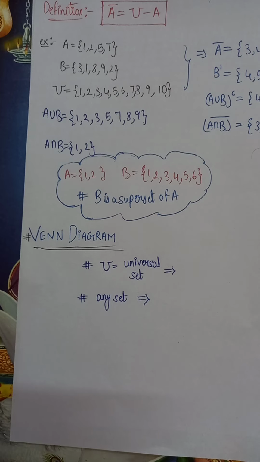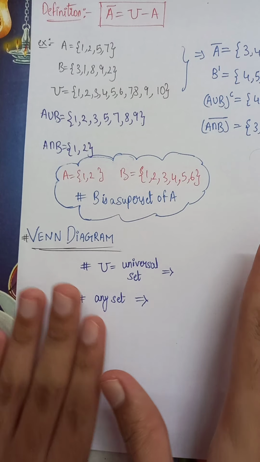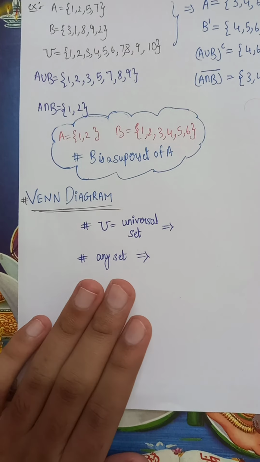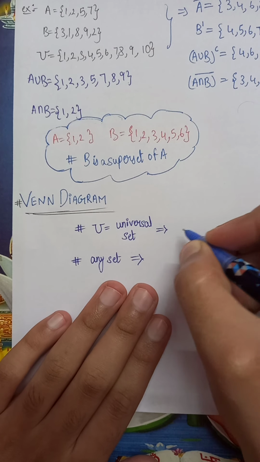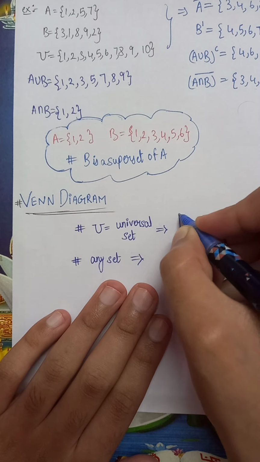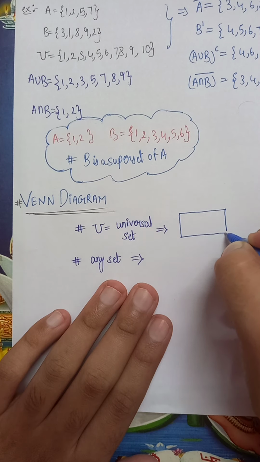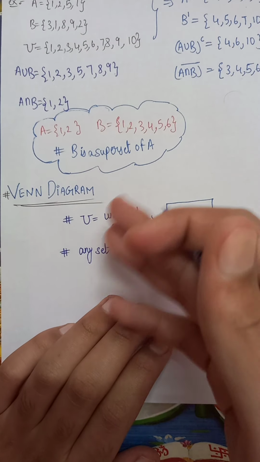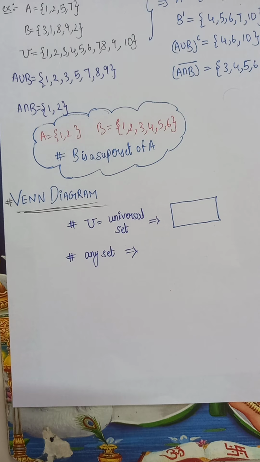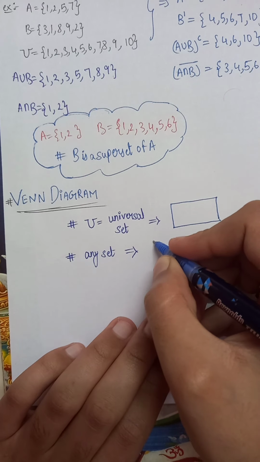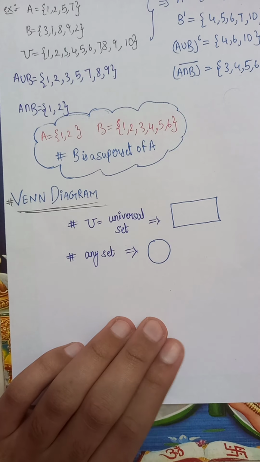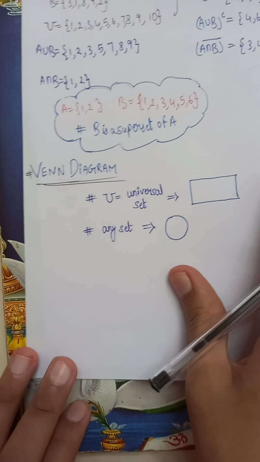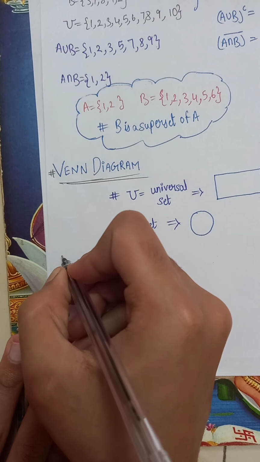So what do you mean by Venn diagram? A Venn diagram is nothing but the pictorial representation of sets. If you want to represent a universal set, you represent it in the form of a rectangle in a Venn diagram. And if you want to represent any set such as set A or set B, you represent it with a circle. You will understand this more when I teach you an example. So let's go to an example.